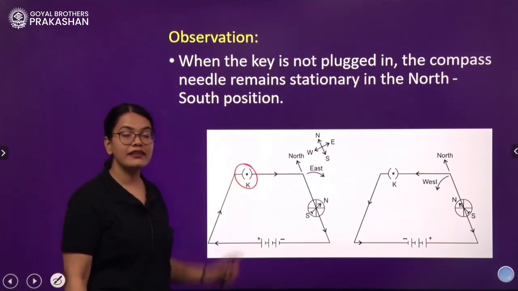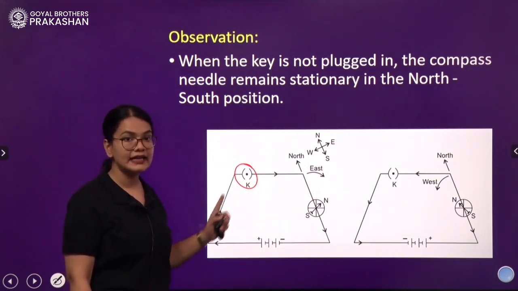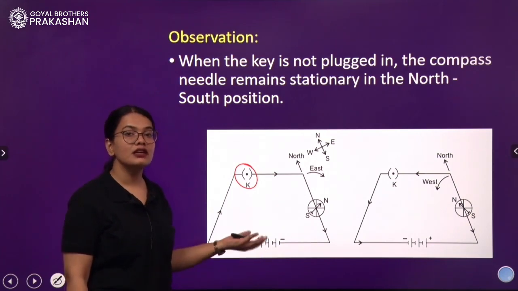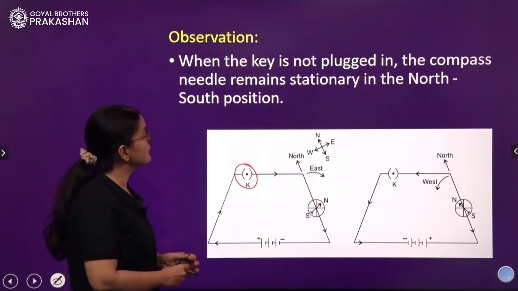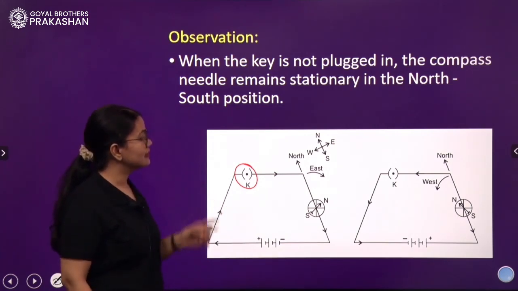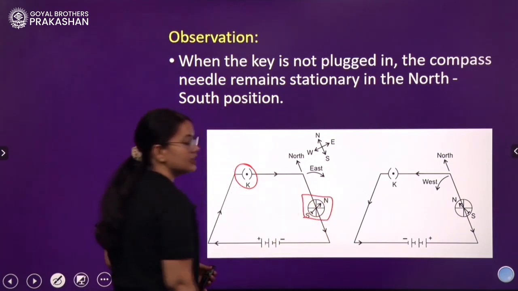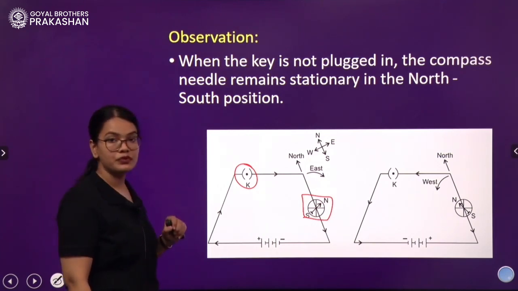When this key was not plugged in, when the key was open, the circuit is incomplete, right? Current will not flow, and if the current is not flowing, this is just like a wire which does not have any current. So what will we observe? When the key is not plugged in, the compass needle that you see over here remains stationary in the north-south position.